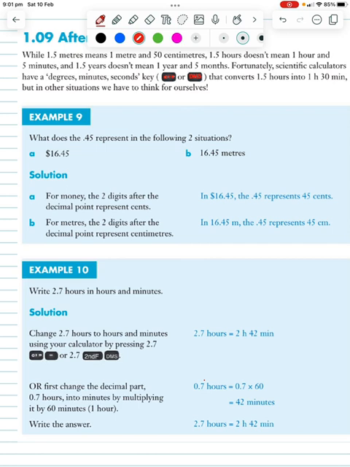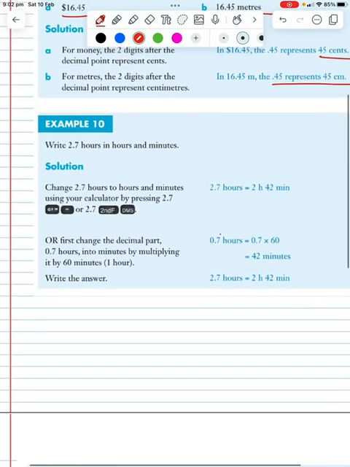So what does the 0.45 represent in the following two situations? So $16.45, the 0.45 represents the 45 cents. 16.45 meters, the 0.45 represents 45 centimeters. So with our length or with money, those decimals represent the part. So they're really easy conversions for us. When we get into something like time, that's when it gets a little bit more tricky.